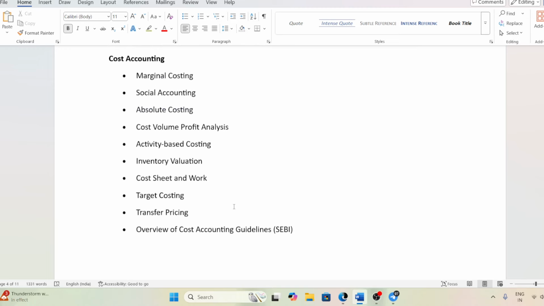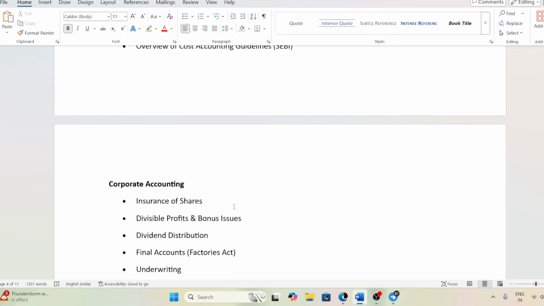Then we have the main syllabus for the credit officer. In that, we have accounting: marginal costing, social accounting, absorption costing, cost volume profit analysis, activity based costing, inventory valuation, cost sheet work, target costing, transfer pricing, overview of cost accounting guidelines.